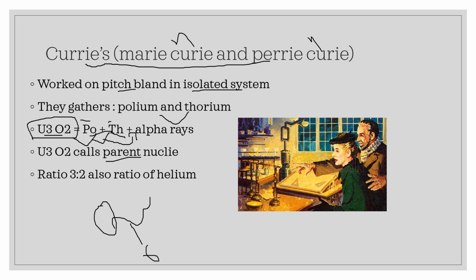Now they also identified that the ratio of the uranium oxide is like 3 and 2. This is also the ratio of helium. So they identified that the ratio of the uranium oxide is the same as the ratio of the helium.